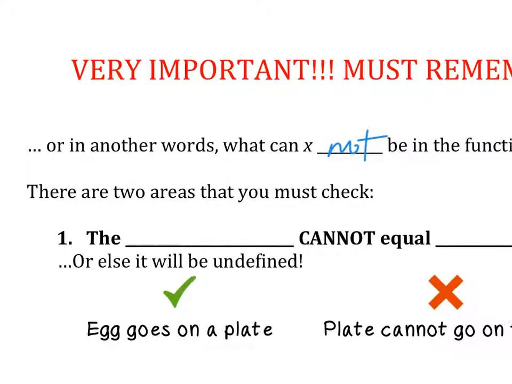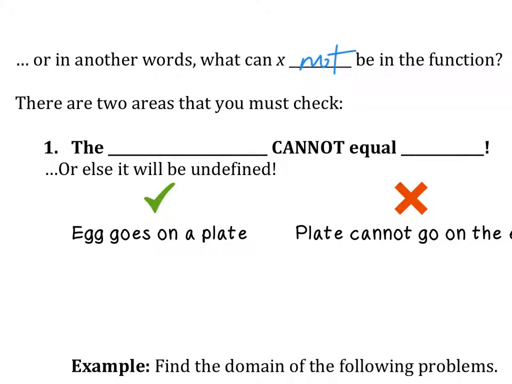Okay, so there are two areas that you have to check for domain. First one, the denominator cannot equal 0. That is the first rule. Denominator cannot equal 0. When it equals 0, the whole function is undefined. So we cannot have a denominator with 0.